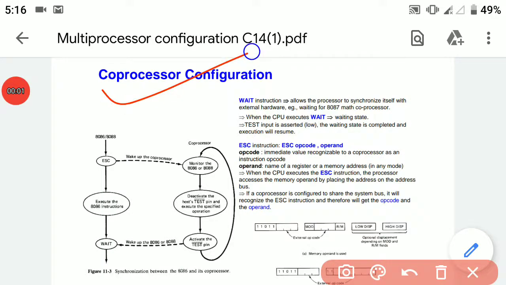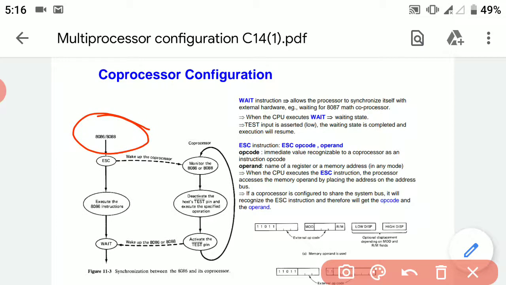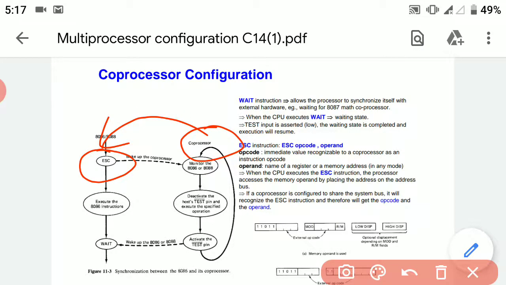This is our coprocessor configuration. This is the synchronization between the 8086 processor and its coprocessor. Whenever the 8086 processor has to allocate some of its mathematical or numeric work to its counterpart, the coprocessor, this process is initiated by the ESC instruction. This ESC instruction allows the coprocessor to access the system bus of the 8086 processor.